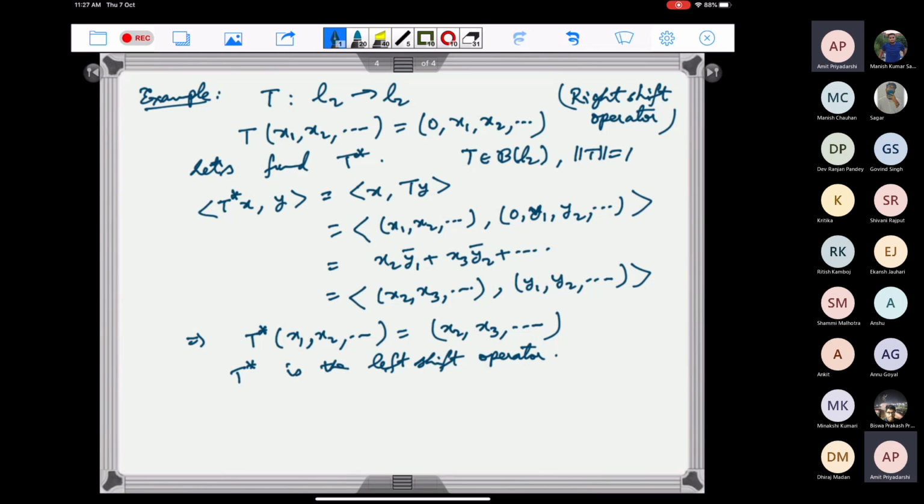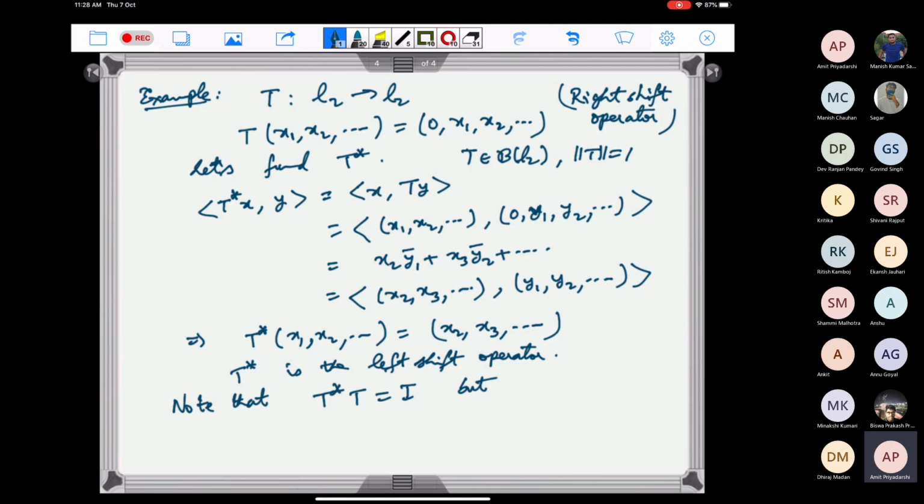And in this case, what is T star T? If you take any x, then T shifts it to the right, so you get 0, x1, x2, and so on. And then T star shifts it to the left, so that again gives you x1, x2, and so on. So T star T is just the identity operator. T star T is equal to identity.